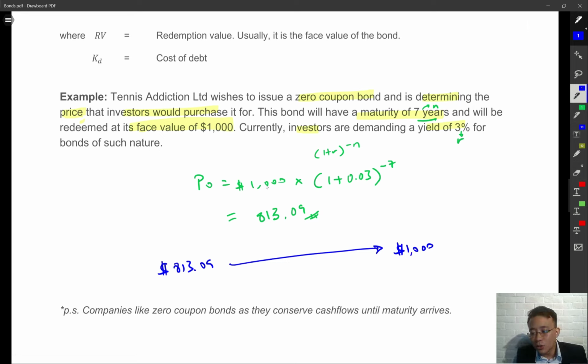Now, why are zero coupon bonds popular? Because companies like them as they conserve cash flows. How do they conserve cash flows? There are no coupon payments, right? So you do not have to pay coupons every year or maybe every 6 months. There are no coupons to be paid. You conserve your cash flow all the way until the very end where you give out $1,000 to your bondholders. Alright, so that is a zero coupon bond.